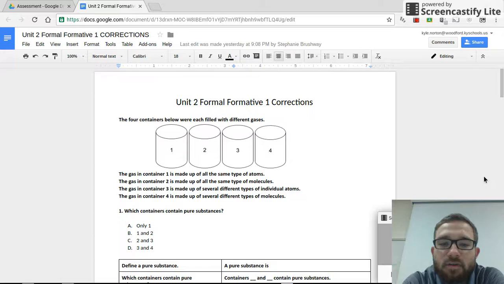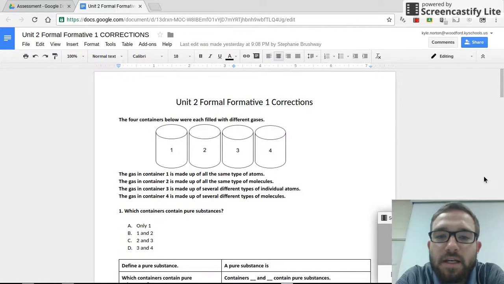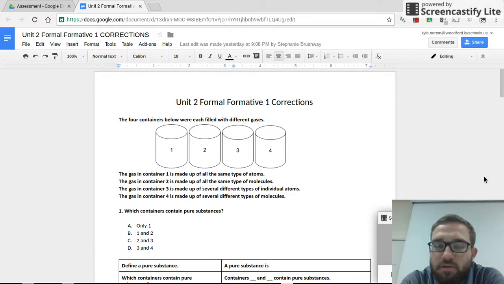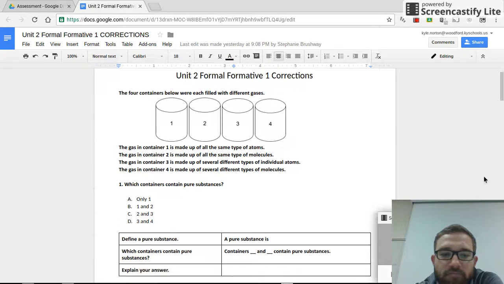And the gas in container 4 is made up of several different types of molecules. So that would be like the container is filled with H2O and CO2 and maybe NO2 or whatever it might be, but it's many different types of molecules. So it says which containers contain pure substances. You got A, B, C, and D there.